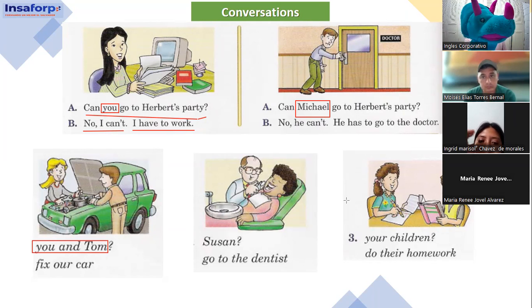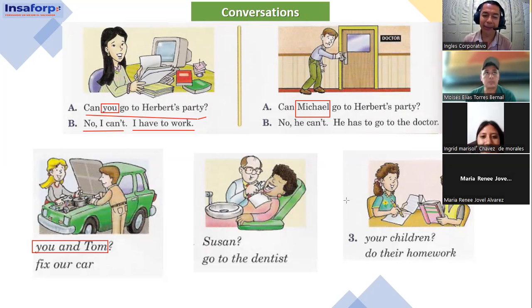No. No, I can't. She has to work. No. She has to go to the dentist. She has to go to the dentist. Excelentoso.